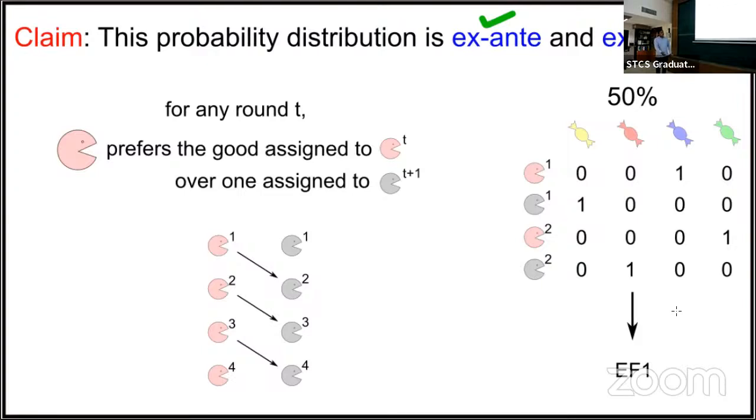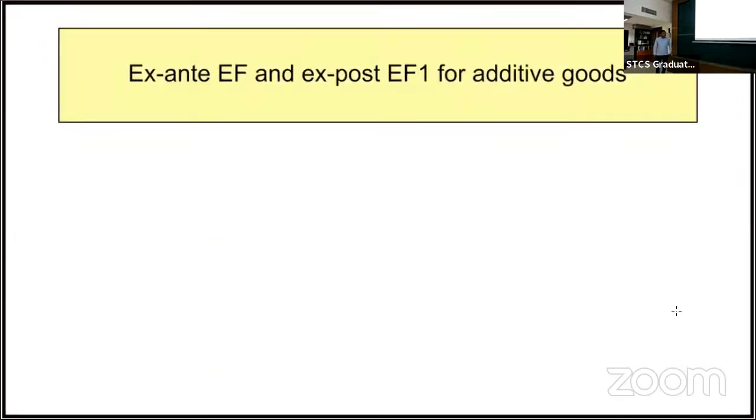Okay, so I hope everyone is broadly convinced that this is ex-ante EF and ex-post EF1. I just want to wrap up by discussing a few open problems and directions for future work. What I've given you so far is the result that ex-ante EF and ex-post EF1 can be achieved for additive valuations over goods, meaning the numbers are positive.